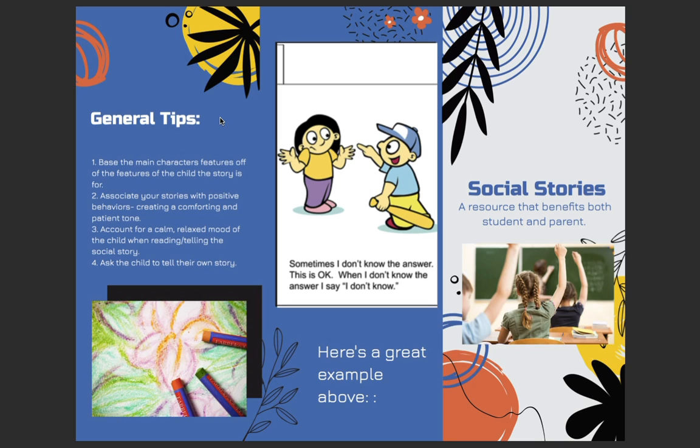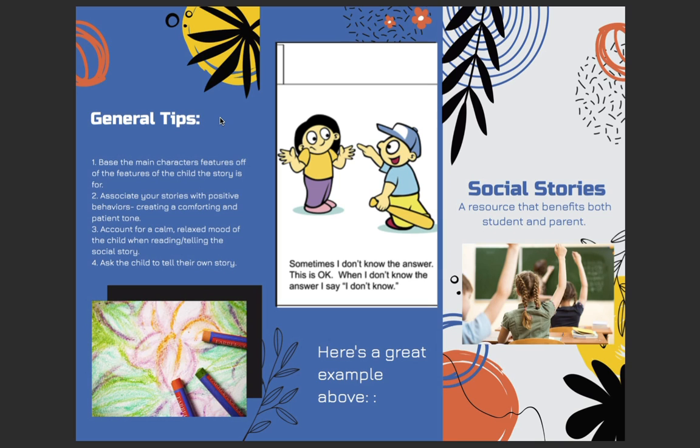So let's say you have a kiddo who is of Hispanic culture, Hispanic descent, Hispanic heritage, that you have a kiddo in the story that looks like them. A kiddo that isn't just your stereotypical average white student. Maybe the kiddo has really, really curly hair, and the picture shows a kid with curly hair, just so that they can relate to it as much as possible. Associate your stories with positive behaviors, creating a comforting and patient tone.